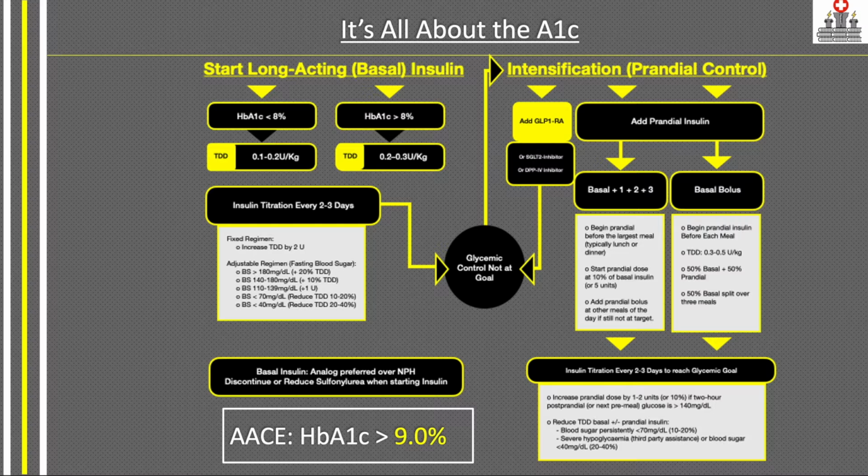And this is something we see from the AACE, the American Association for Clinical Endocrinology. If we take a look, they recommend it with an A1C above 9.0%. That's really because most medications, which we'll go into in detail later in this video, don't seem to decrease the A1C by more than 1 to 2%, whereas insulin can cause dramatic drops in an A1C.